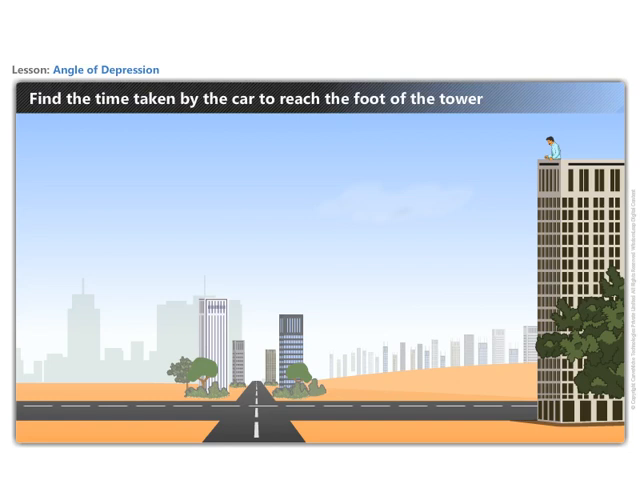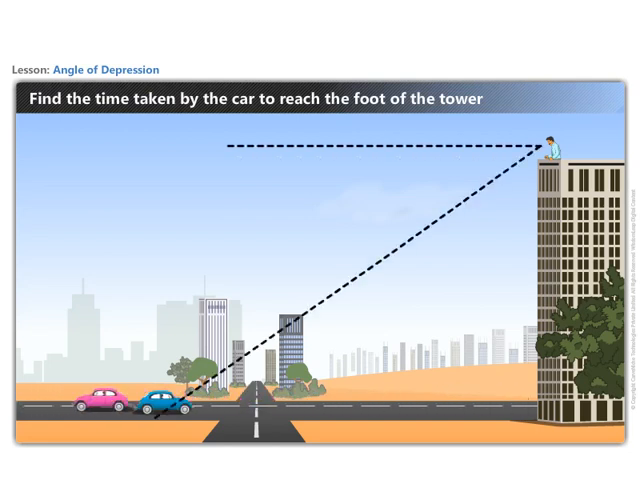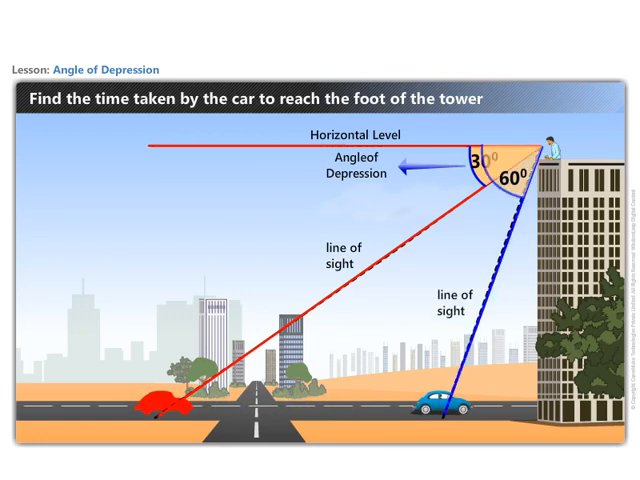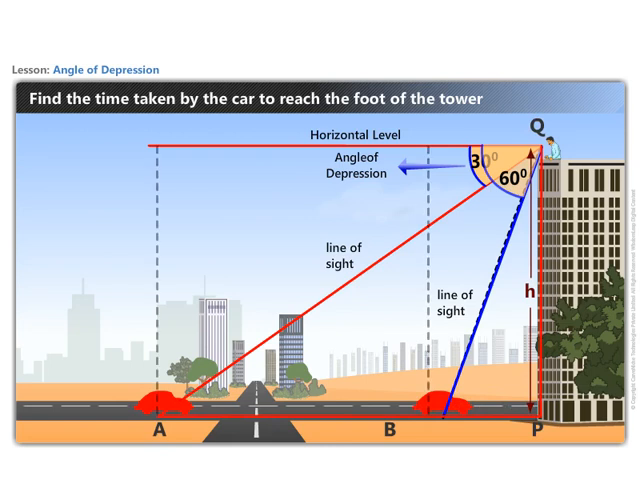A straight highway leads to the foot of a tower. A man standing on the top of the tower observes a car at an angle of depression of 30 degrees, which is approaching the foot of the tower with a uniform speed. Six seconds later, the angle of depression of the car is found to be 60 degrees. Find the further time taken by the car to reach the foot of the tower.